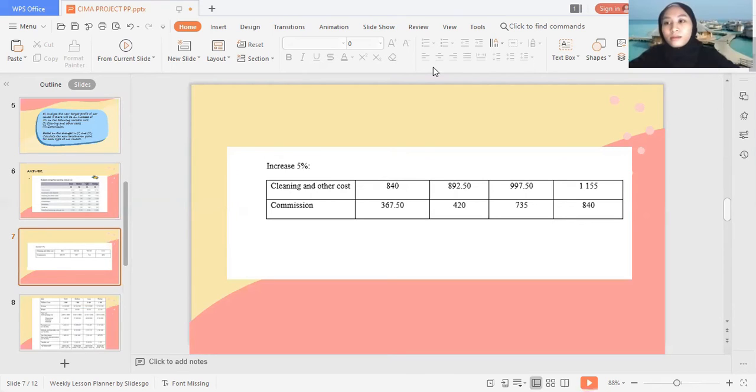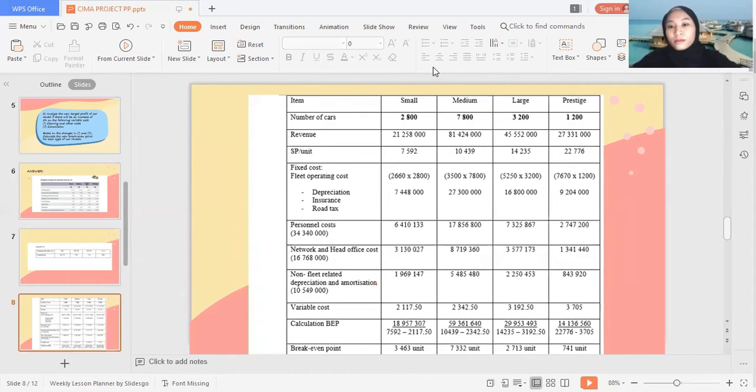This is the result for calculations that increase by 5%, which is cleaning and other costs. For small, it increased to 840, medium 892.50, large 997.50, and prestige 1155. For commissions, the total after increasing 5%: small 367.50, medium 420, large 735, prestige 840. So this is the result for the break-even point.